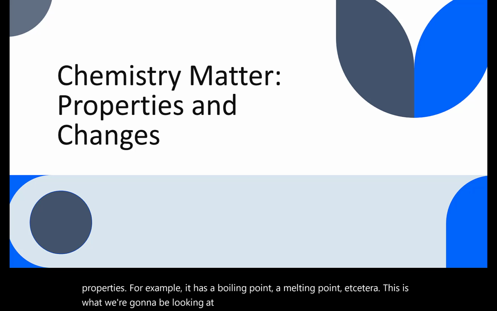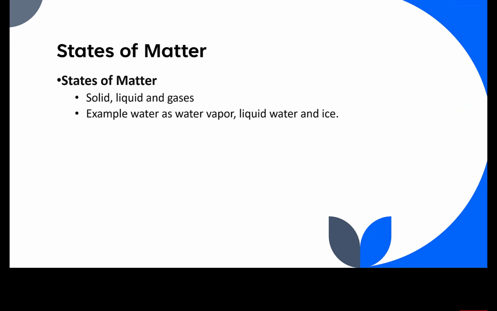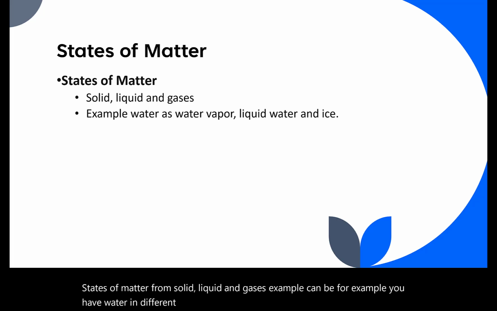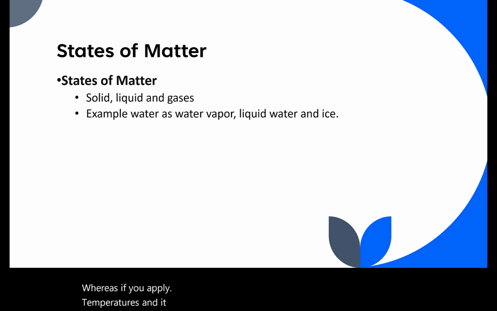What are the different states of matter? In the next slide, states of matter: solid, liquid, and gas. For example, you have water in different forms. Water, when condensed, can take the form of ice, whereas if you apply heat, then it becomes water vapor, and at room temperature, it's liquid.